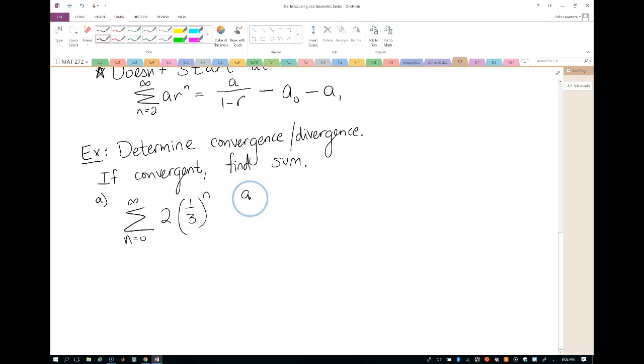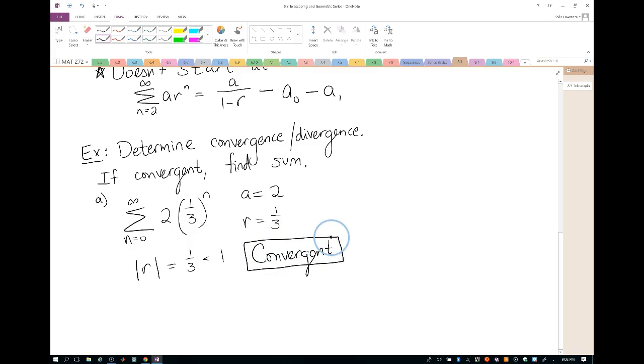So here we're dealing with a geometric series with a equals 2 and r equals 1/3. So the absolute value of our r is 1/3, which is less than 1. So it's convergent. And it's as simple as that, just by looking at your r value. We have absolute values on there because if this was negative 1/3, it would still be convergent. The sum would be different, but whether it converges or diverges would not change.